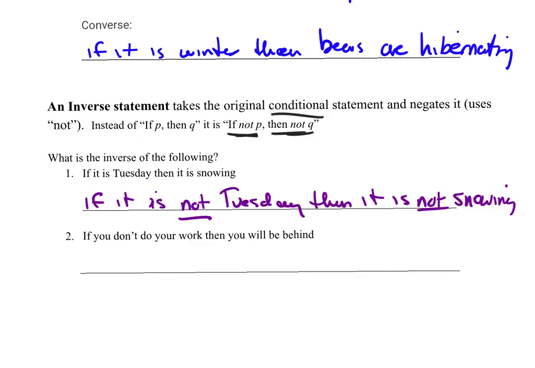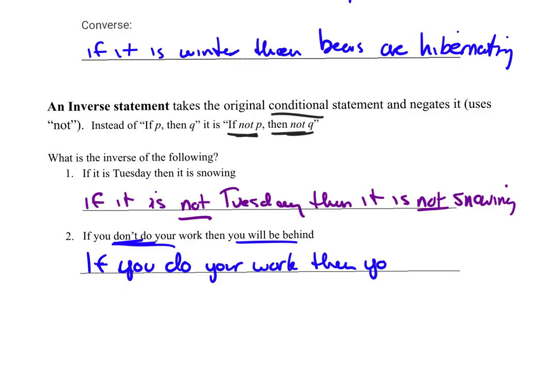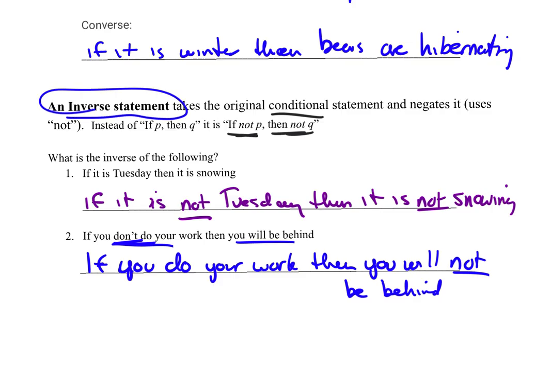The second one's a little tricky. If you don't do your work, then you will be behind. If I put not, if you don't not do your work, that doesn't make any sense. So I say the opposite. The opposite of don't do your work is if you do your work, then you will not be behind. You need to say the opposite of what's there. That's basically what an inverse statement is.